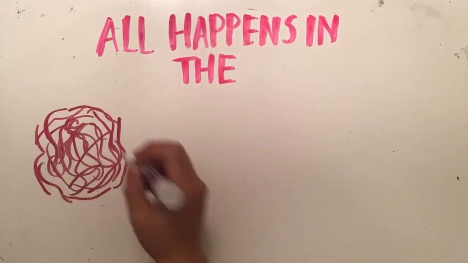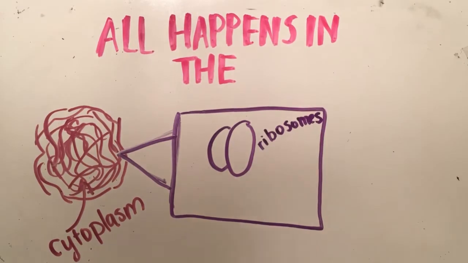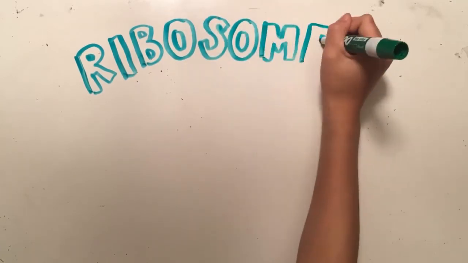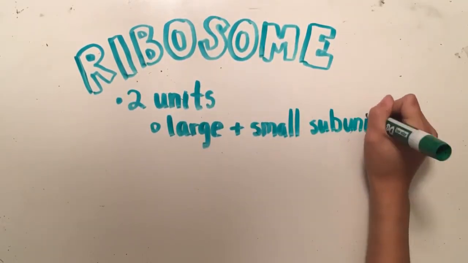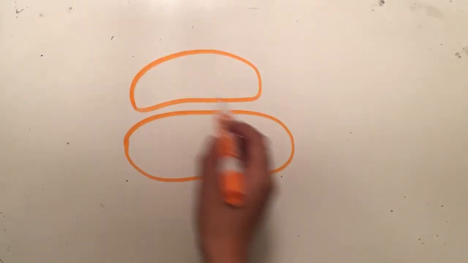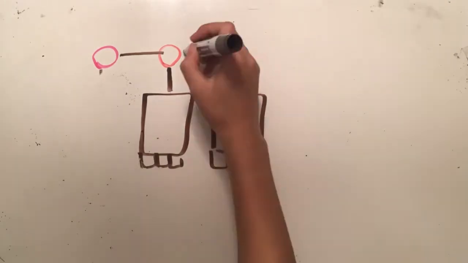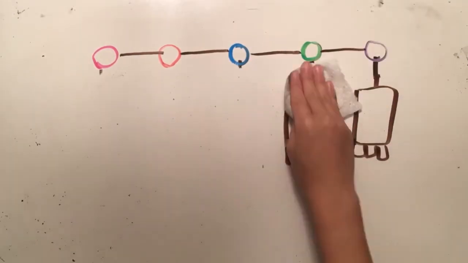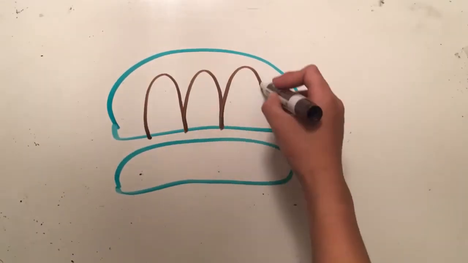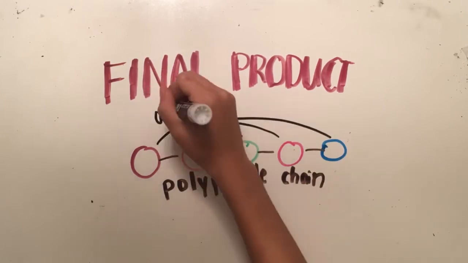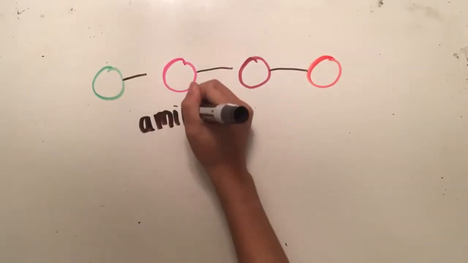All of this happens in the cytoplasm, specifically the ribosomes, a structure made out of protein and rRNA, or ribosomal RNA. The ribosome has 2 units, the large and a small subunit. It also has slots which the tRNA enter through and bind to the codons, at the same time creating a polypeptide chain by linking amino acids. The slots which the tRNA enters through are the A, P, and E sites. The final product is a polypeptide chain whose amino acid sequence mirrors the sequence of codons in the mRNA.